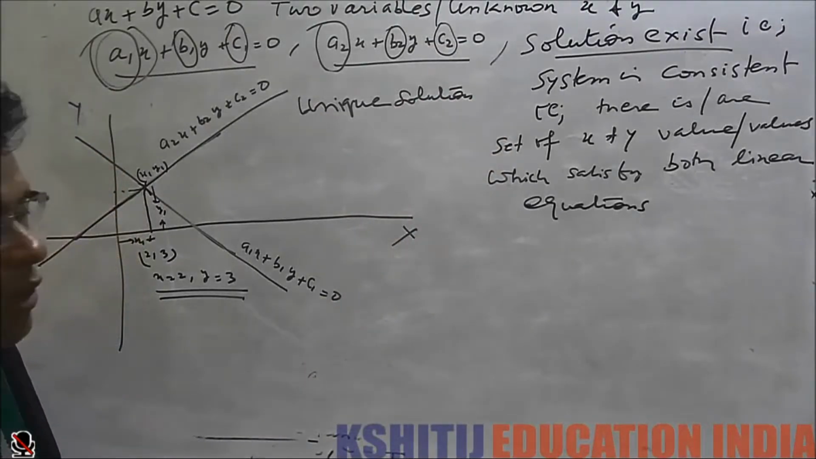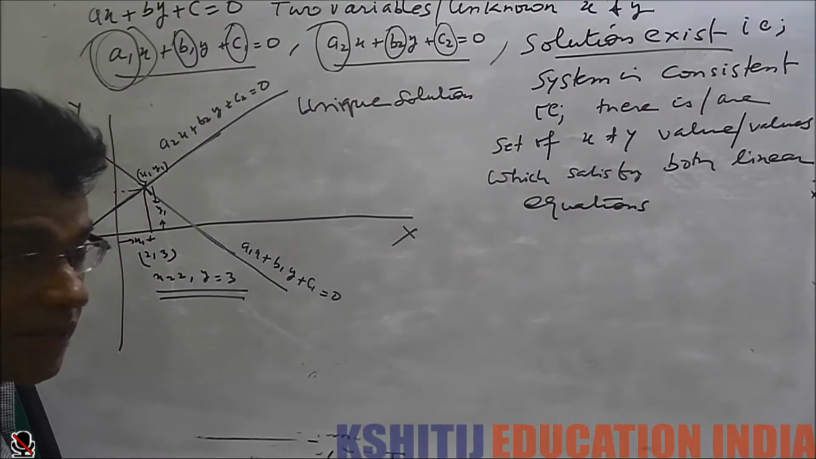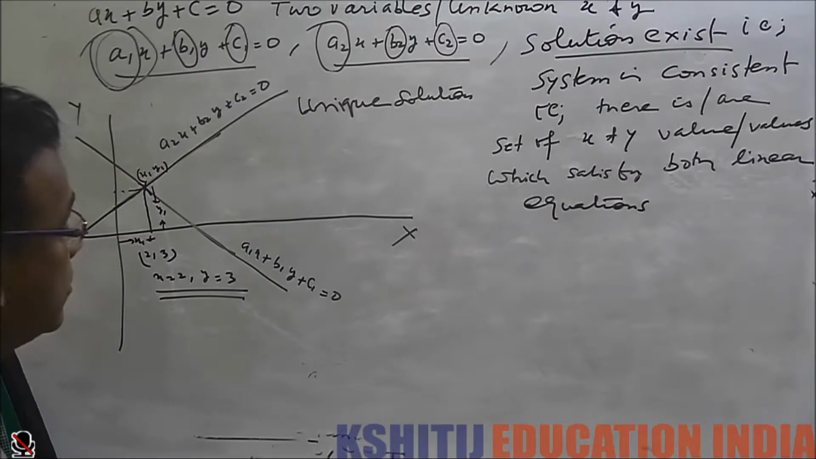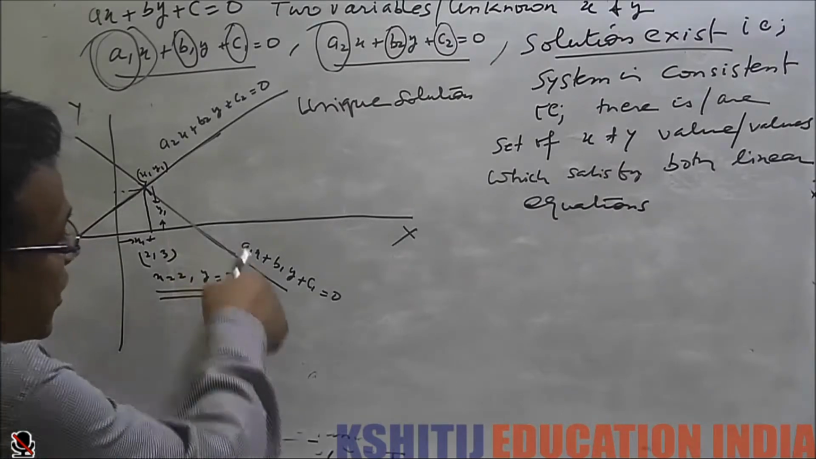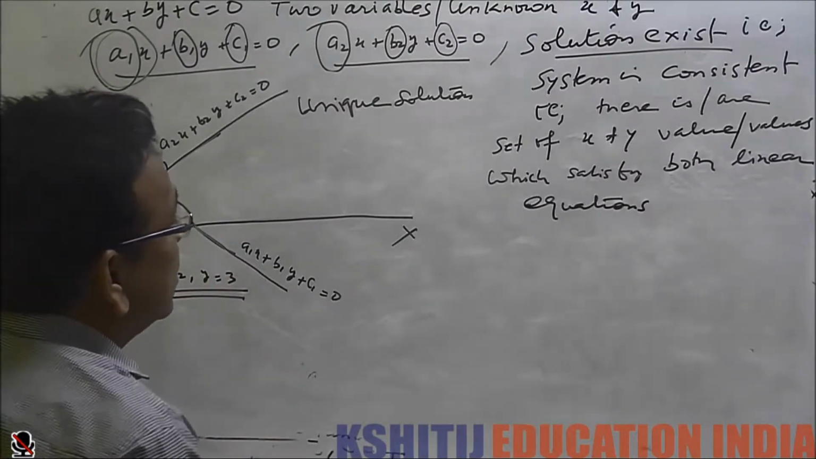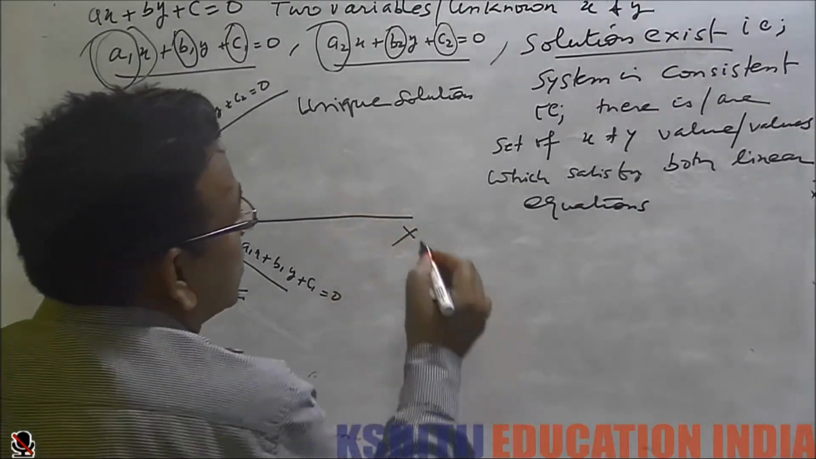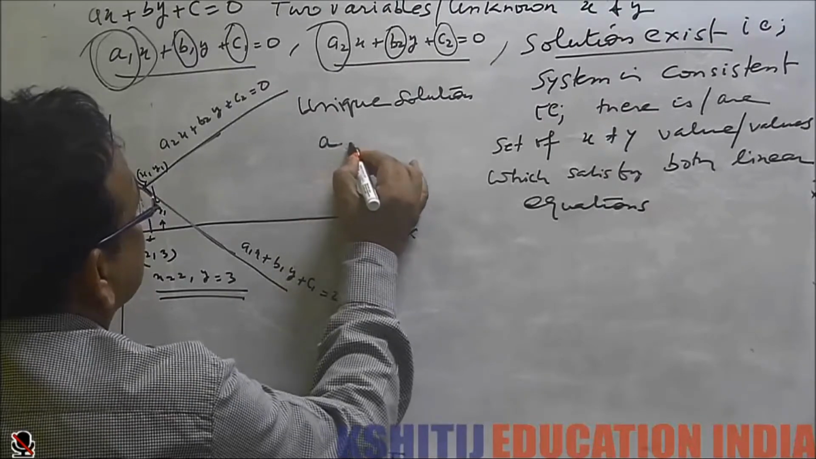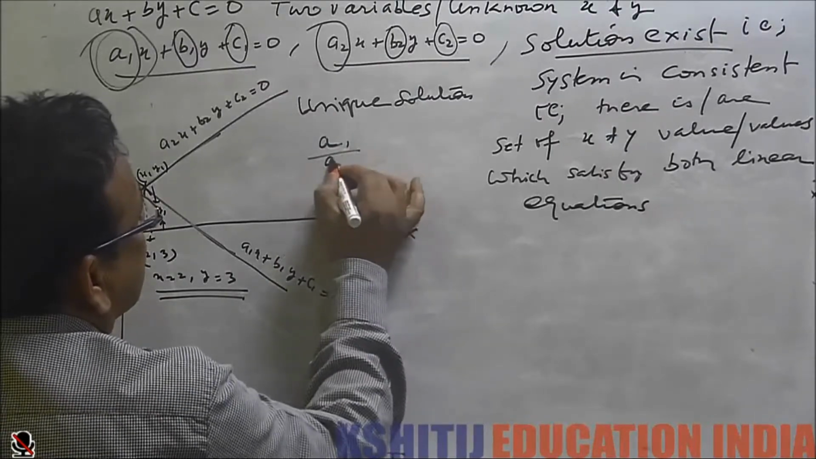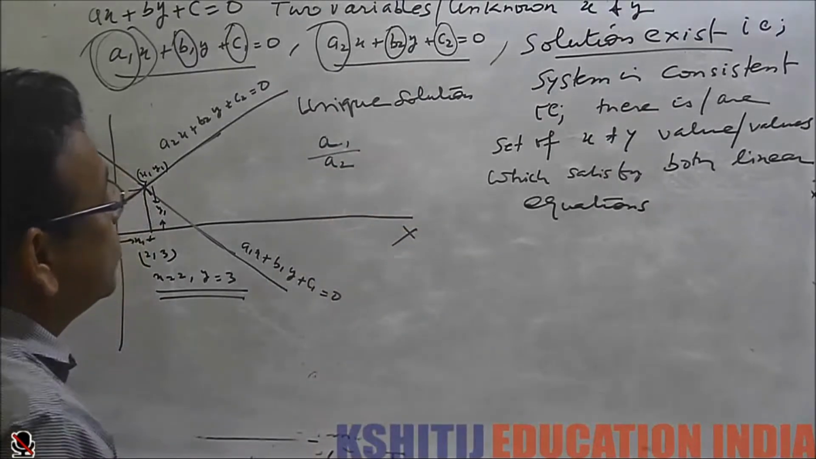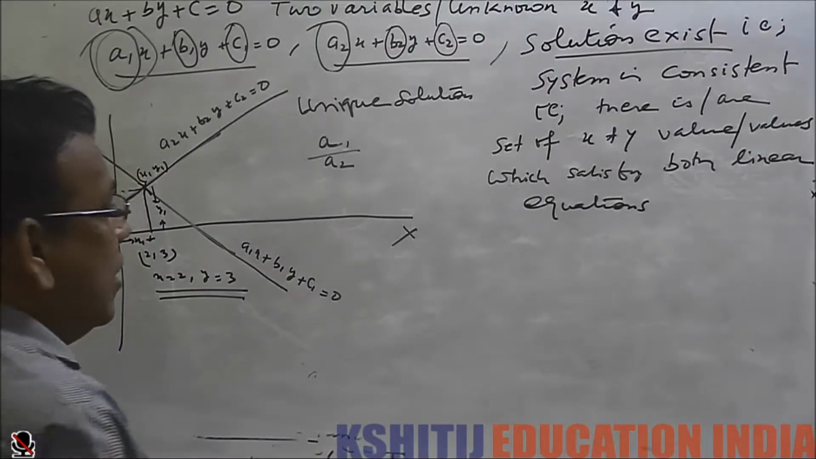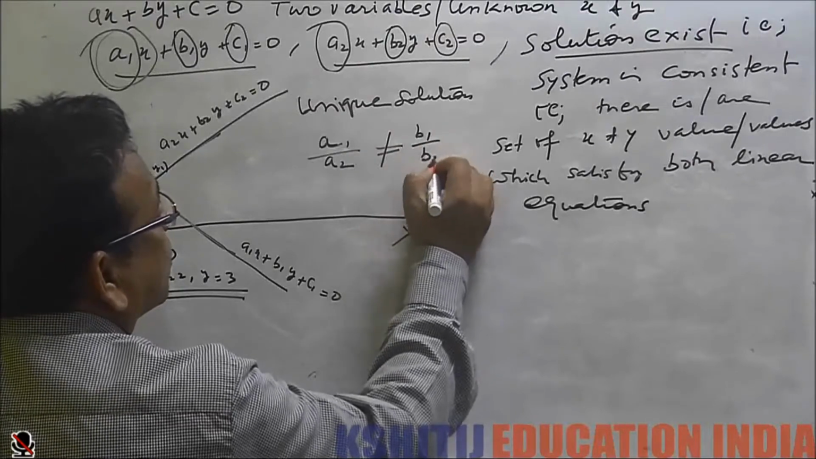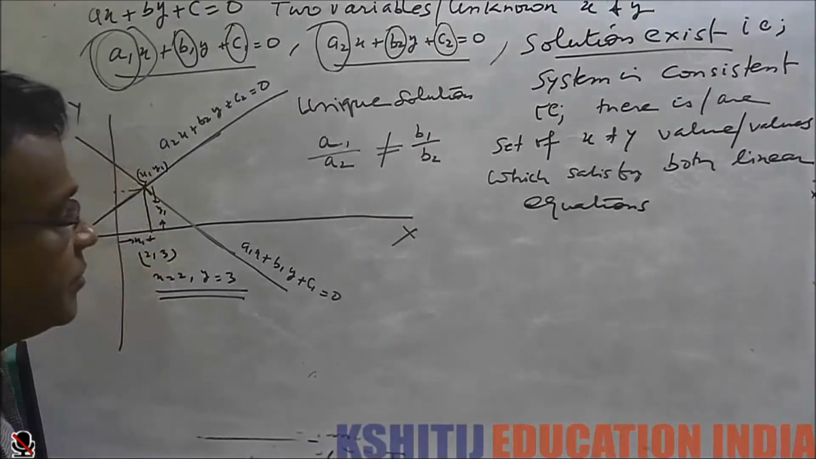We say the solution exists, and that too a unique solution. No, not more than one value. Only this set satisfies this equation. In this case, you can check that the ratio of the coefficients of x, which is a1 over a2, should not be equal to b1 over b2, the ratio of the coefficients of y. So this is the condition.